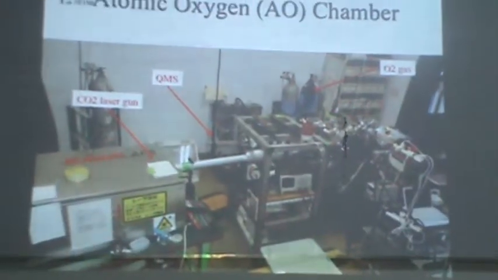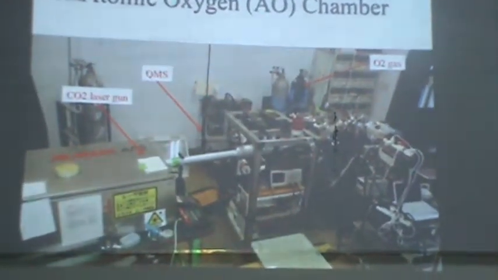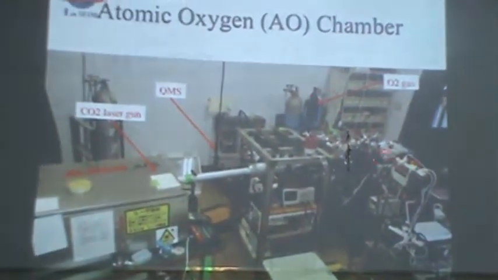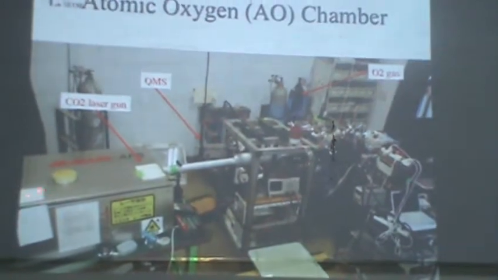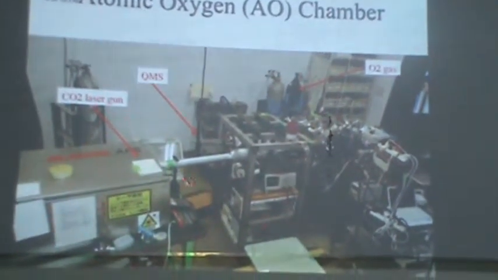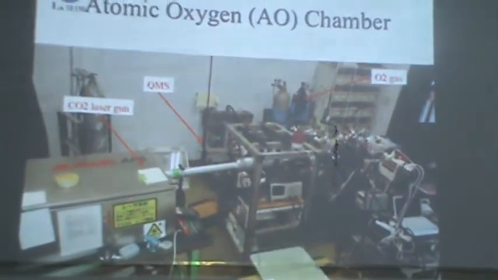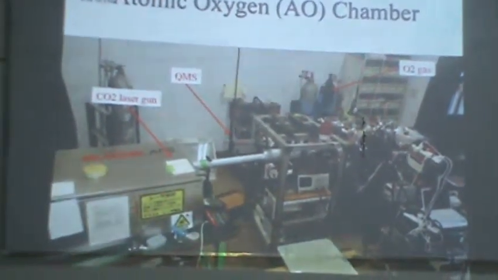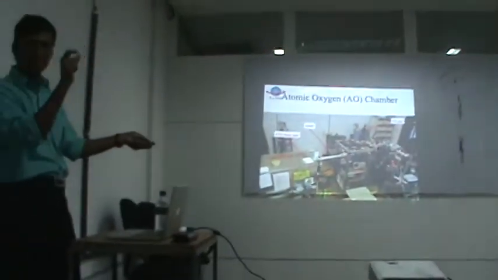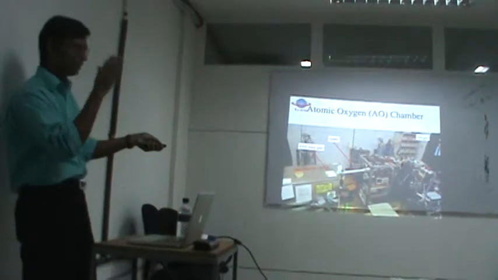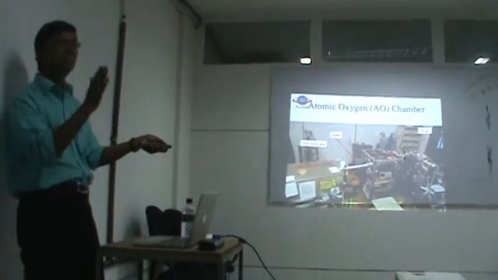And this is our atomic oxygen chamber. Atomic oxygen means oxygen gas is passing through this chamber, and from here we have a carbon dioxide laser gun, and that laser hits the molecular oxygen and it breaks down. And we keep our device or different sensors or different films to study the atomic oxygen degradation effect.